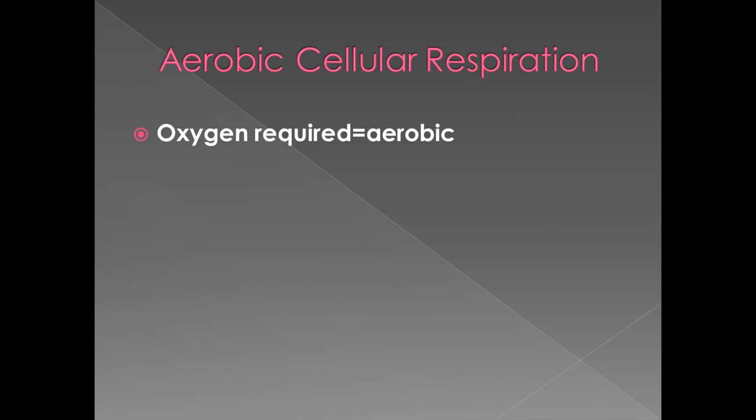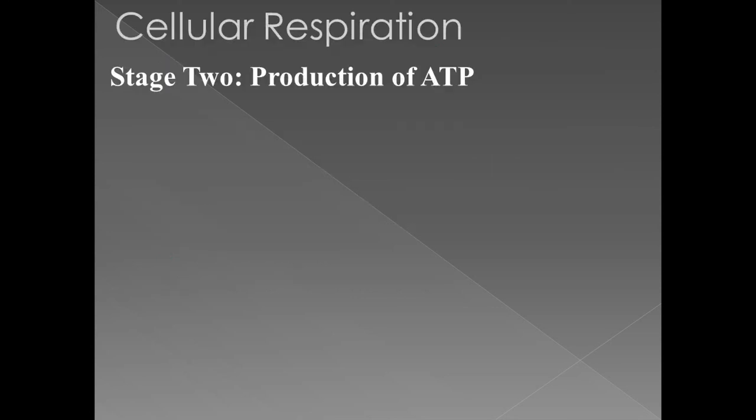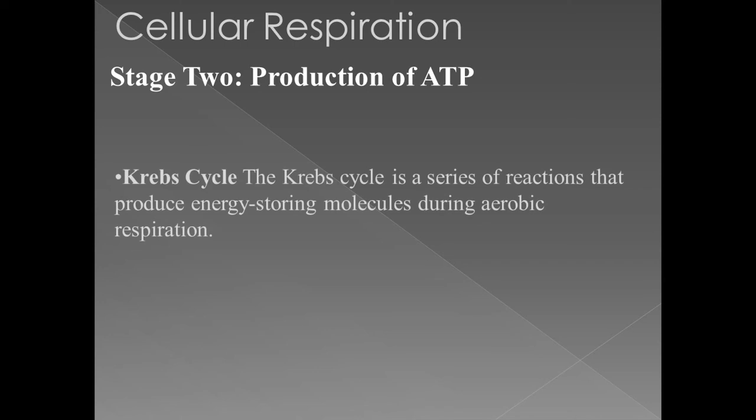If oxygen is required, that's called aerobic cellular respiration. This has 2 more sets of reactions which occur in a specialized structure within the cell called the mitochondria. Those sets of reactions are the Krebs cycle and the electron transport chain. Remember, the first step for either aerobic or anaerobic respiration is glycolysis. So now on to stage 2, the production of ATP.